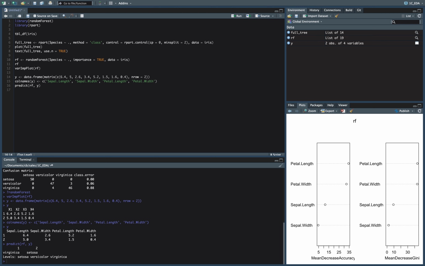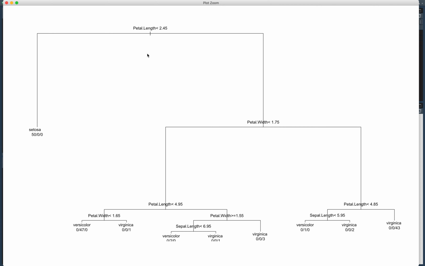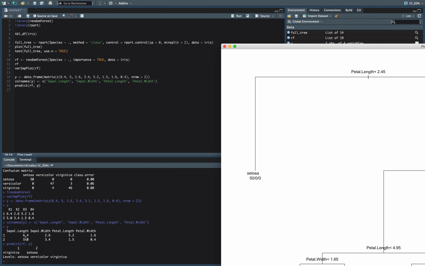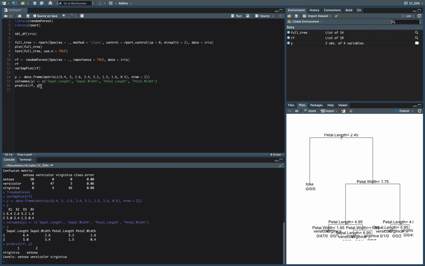Something you might be interested in is the probability of it being these. And so really what the probability is, we threw it down all 500 trees, right? We threw 6.4, 2.6 down all 500 trees. And what percent of the time did it end up as the different classes? So for that, we'll do type is equal to prob.